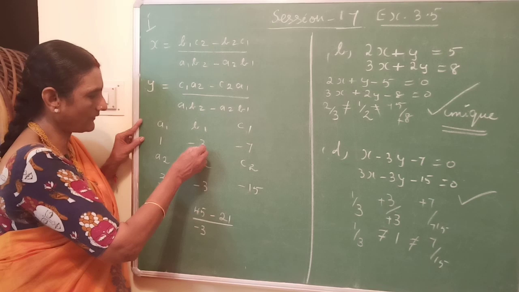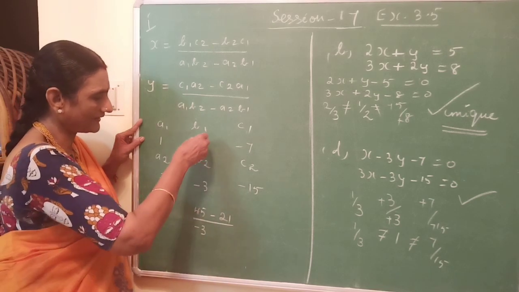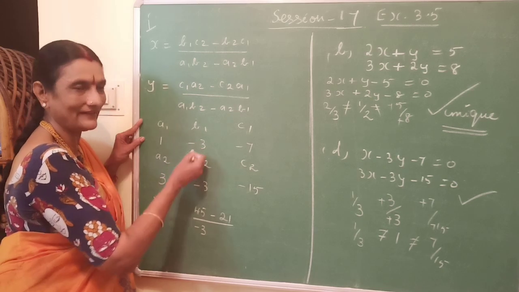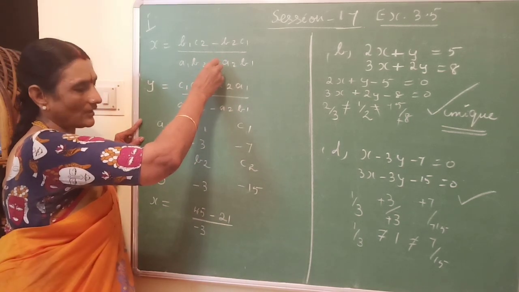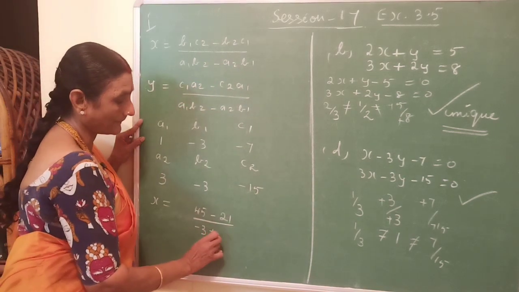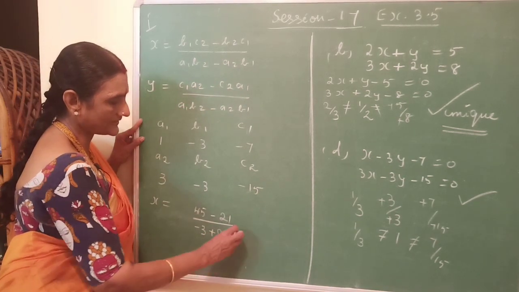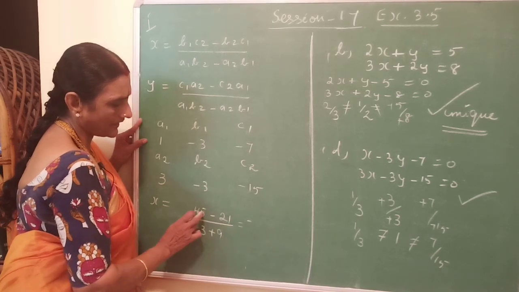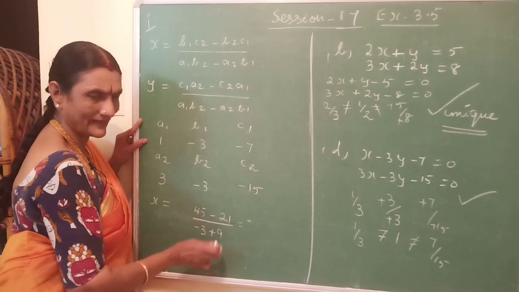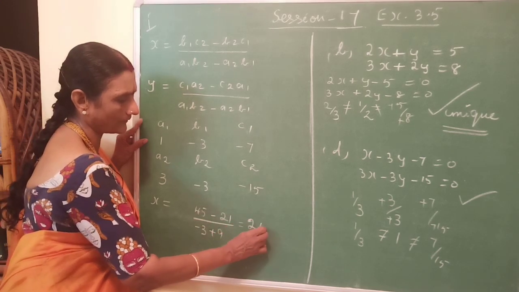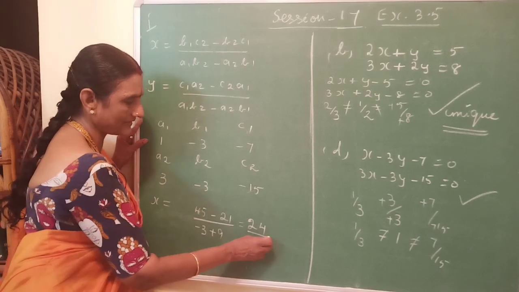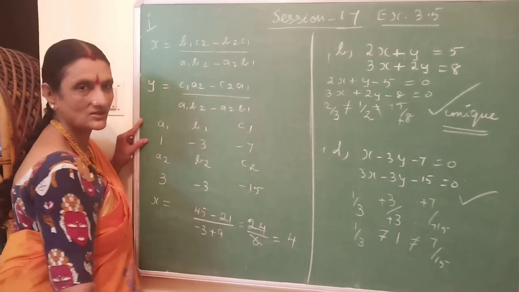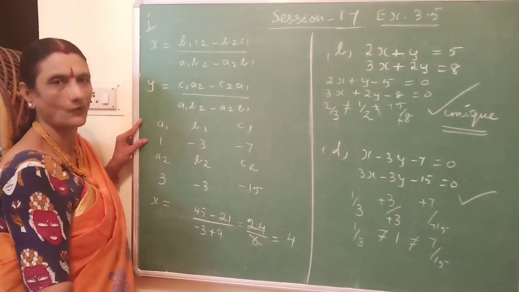What is A2 B1? 3 3s are 9. And then there is a minus 9. But here there is a negative sign outside. So that becomes plus 9. So what do we get ultimately? You will get minus or plus. Tell me, 45 minus 21 gives you 24. And then denominator it is plus 6. Thereby giving you the solution 4. So what is your x is equal to 4.